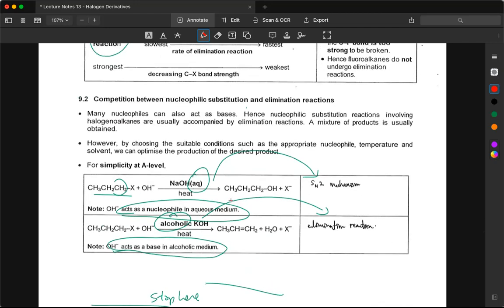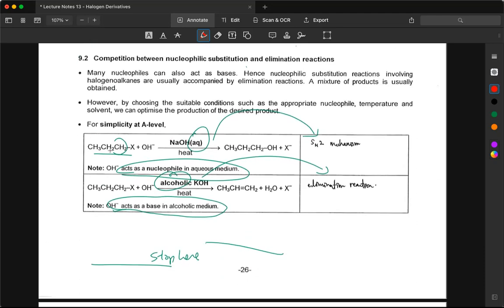Now, many nucleophiles can actually act as bases. Hence, nucleophilic substitution reactions involving halogenoalkanes are accompanied by elimination reactions. A mixture of products will be obtained. However, by choosing suitable conditions such as appropriate nucleophile, temperature, and solvent, we can optimize the production of the desired product. So for simplicity, when we use aqueous sodium hydroxide, it is SN2 mechanism, nucleophilic substitution. If it's alcoholic, it will be elimination, but that is for simplicity. Okay.